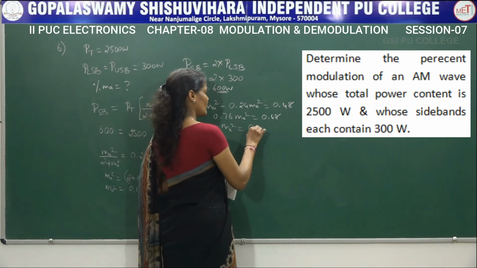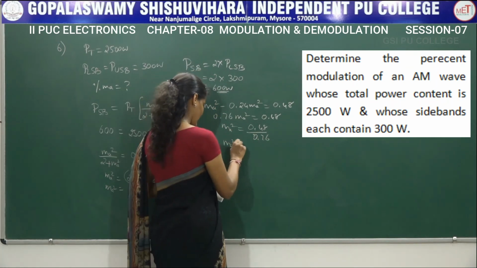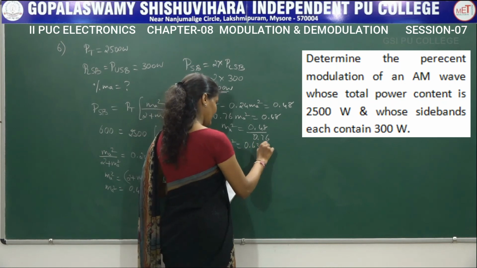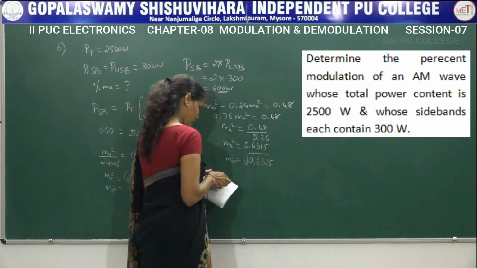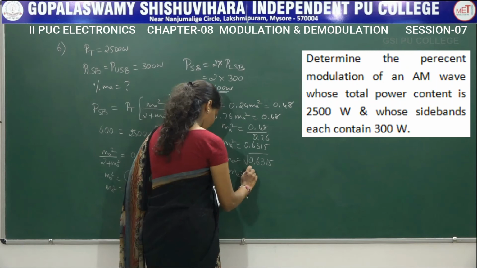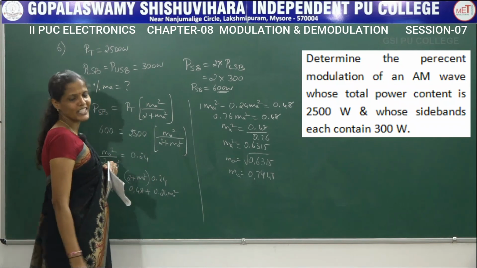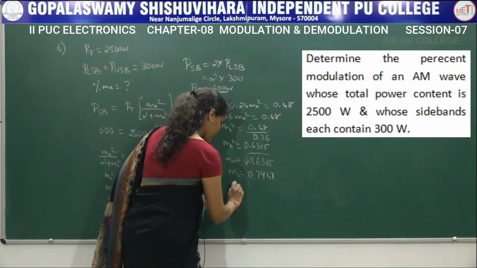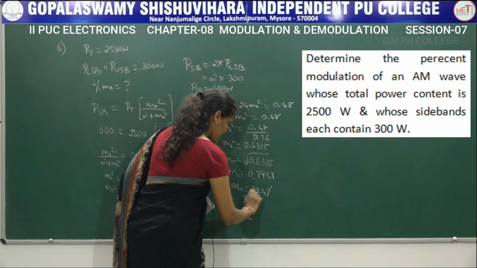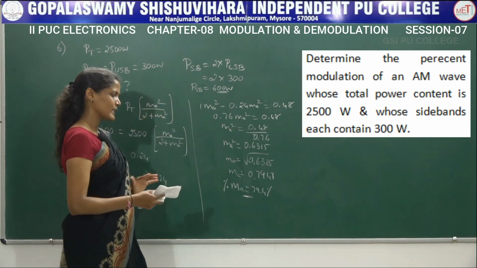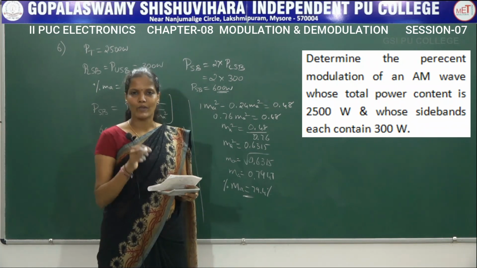MA square is equal to 0.48 divided by 0.76, which gives me MA square as 0.6315. But MA is equal to root of 0.6315, which gives me MA as 0.7947. But here they have asked you the percentage modulation, so just multiply this with 100. So percentage MA gives me 79.47 percentage. So percentage MA for this particular problem is 79.4 percentage. Clear? Now we'll move on to the last problem of this session.